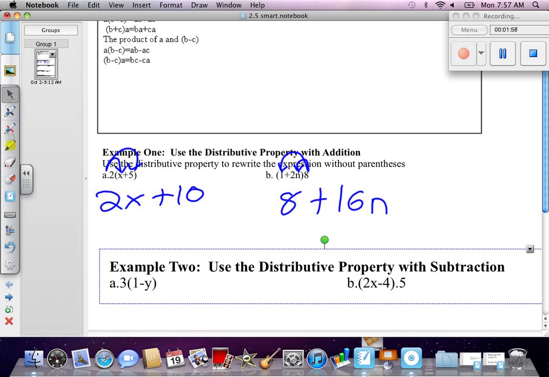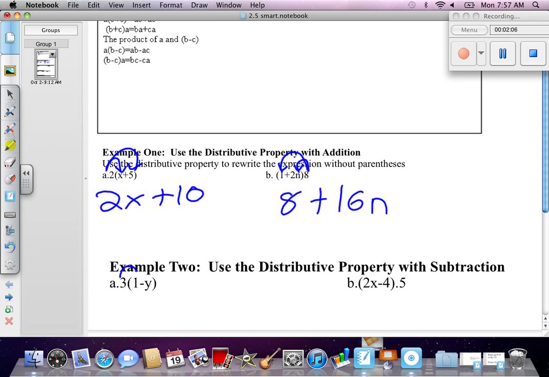Okay, let's look at the next one. The only difference about this one is we're doing subtraction on the inside instead of addition. Okay, you're still going to draw your arrows. 3 times 1 is 3, and 3 times a negative y gives you a negative 3y.